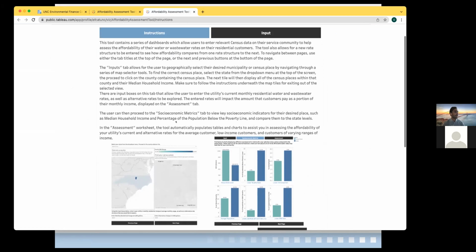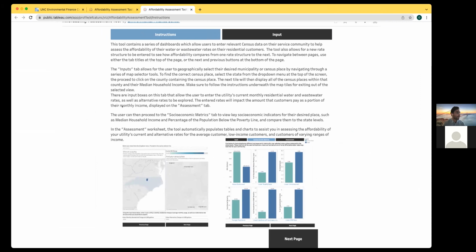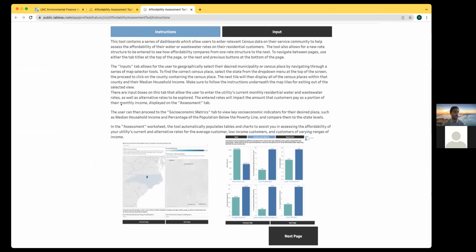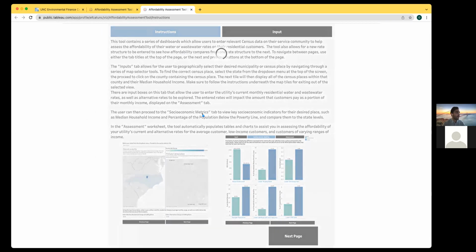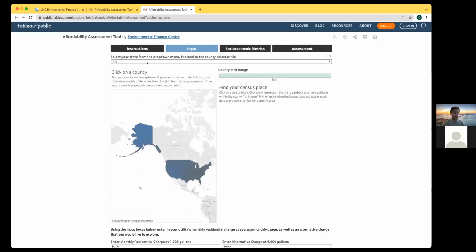So here is the instructions page. I hope everyone can see the screen here. And this just guides the users in a similar way that I talked about the tool. It says everything you need to know, and then you can either click on input or next page to go to the next page. And we'll give Tableau a second to load. And so here we are at the input page.